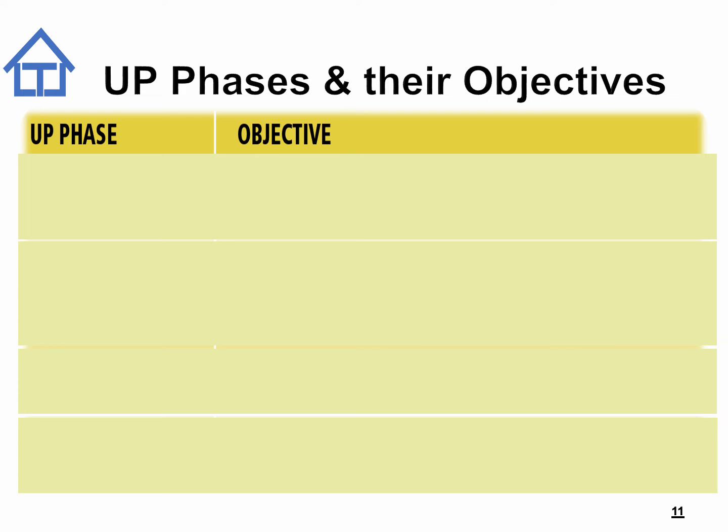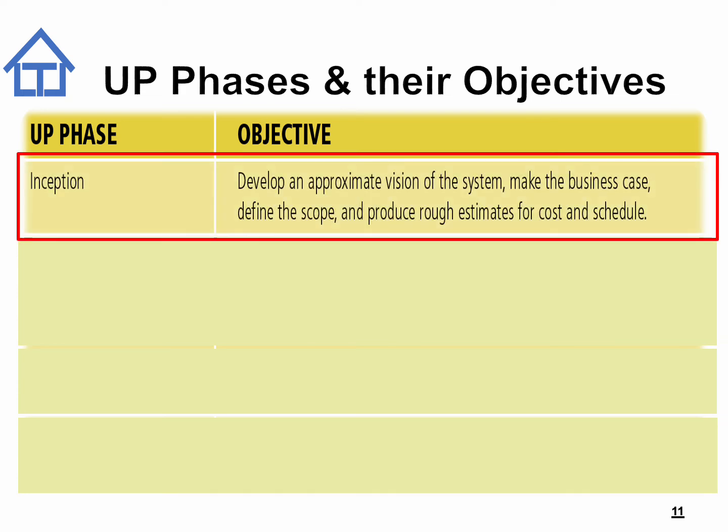The UP phases and their objectives. Inception. The objective of the inception phase of the UP process is to develop an approximate vision of the system, make the business case, define the scope, and produce rough estimates for cost and schedule. This is similar to the analysis phase in the software lifecycle model.